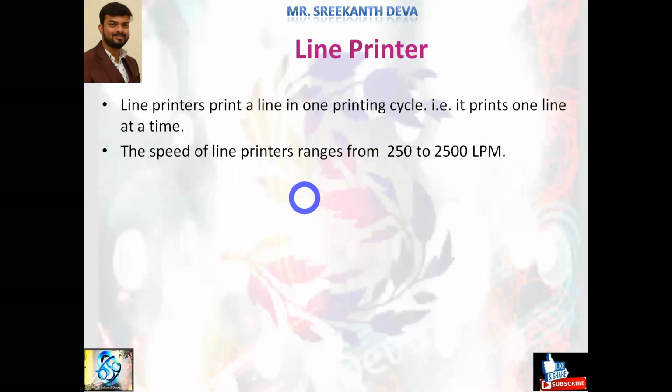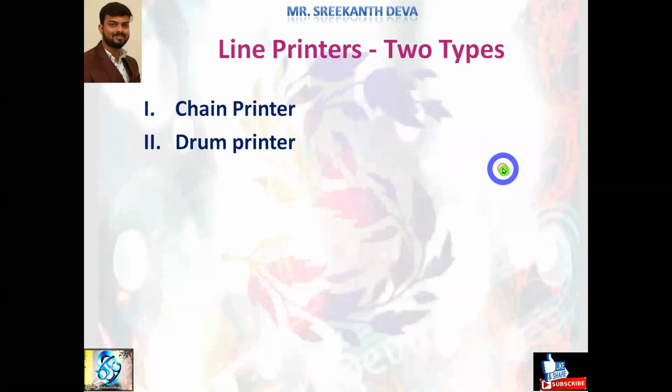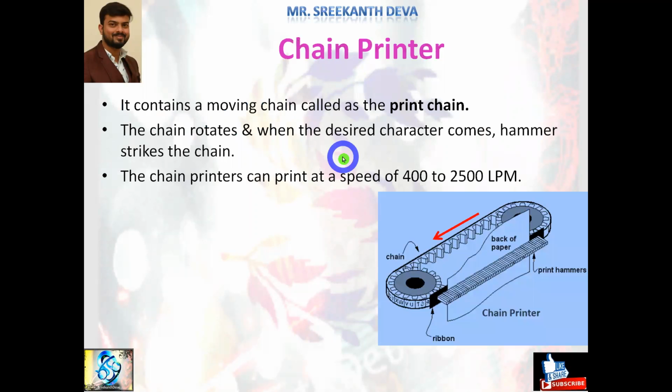Coming to line printers: in character printers, the major drawback is that they print only one character at a time. But a line printer prints a line in one printing cycle, which means it prints one line at a time. The speed ranges from 250 to 2500 lpm, lines per minute. Again, it is categorized into two types: chain printers and drum printers. Both are line printers.